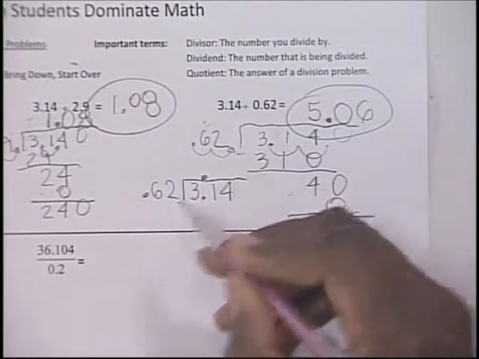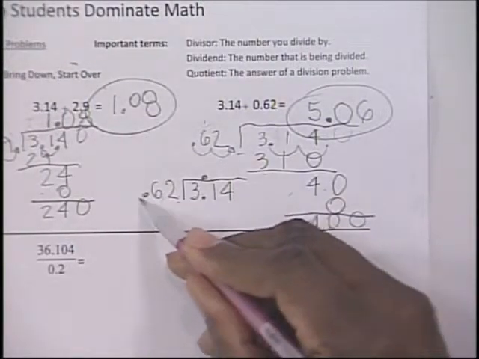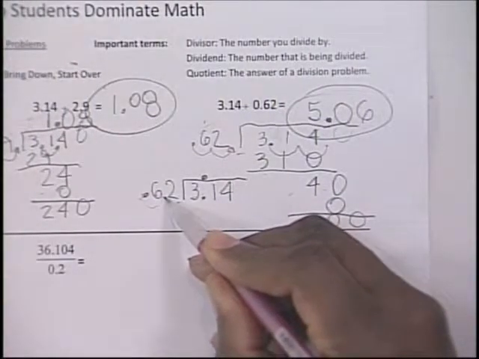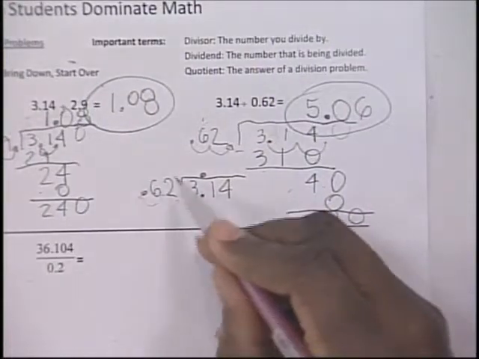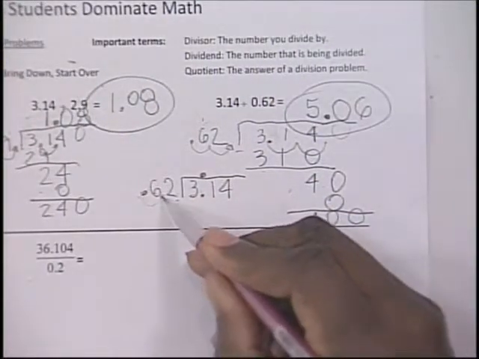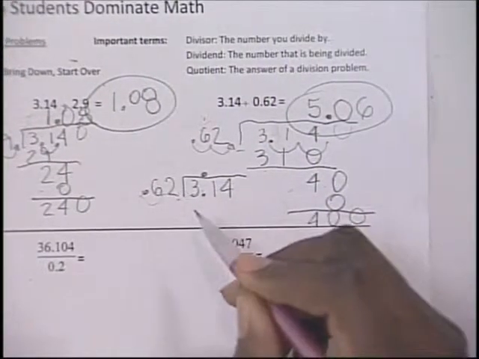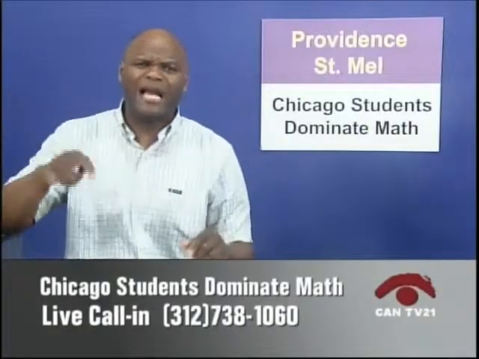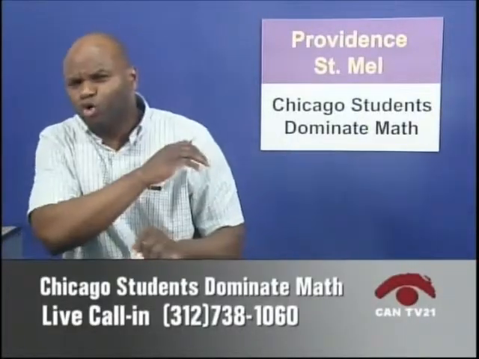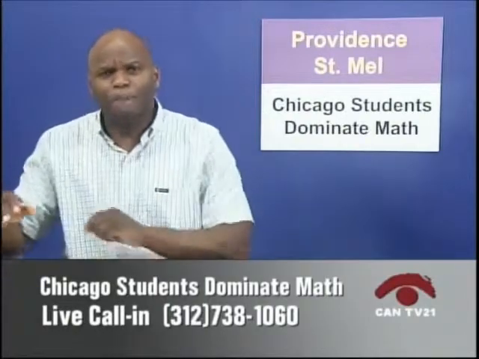Another common mistake would have been to only move the decimal place 1. No, this divisor has to be a whole number. Moving the decimal 1 would not have made that divisor a whole number. I'm trying to hammer this subject so you don't have any more problems with math.